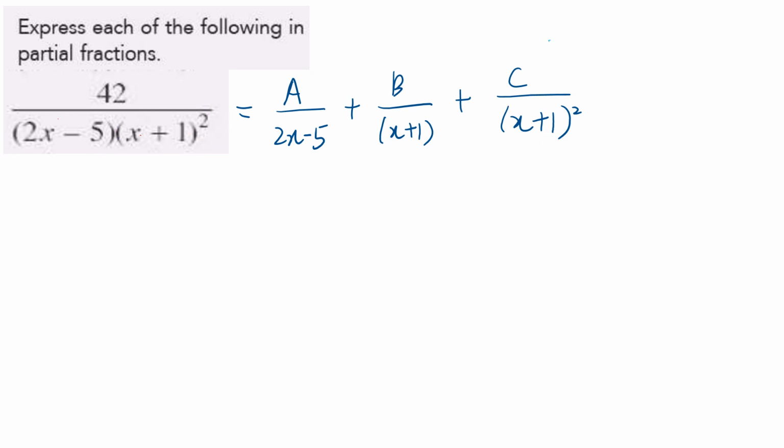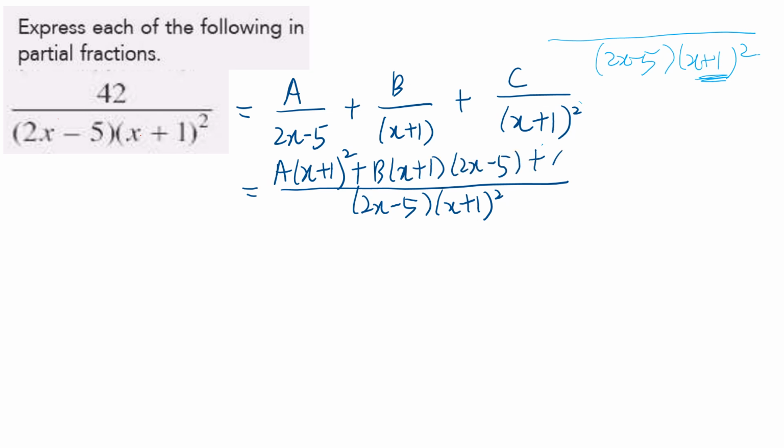Your lowest common multiple will comprise of 2x minus 5 and (x plus 1) to the power of 2 only. You don't need to take this times this, because your x plus 1 is already inside your repeated linear. So you just need to have your repeated linear. Okay, so from there, you can get your numerator. And since the two fractions are equivalent, you can compare the numerators.